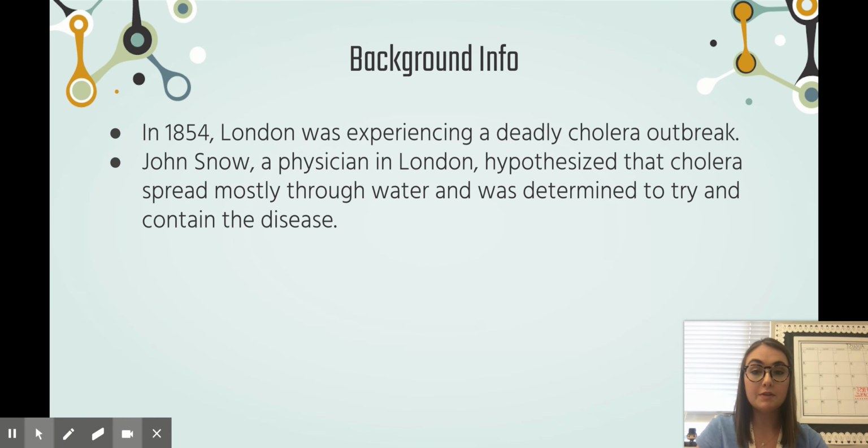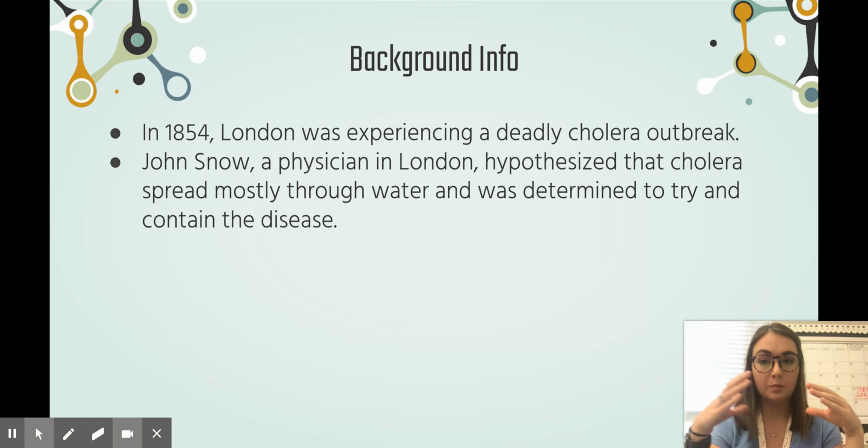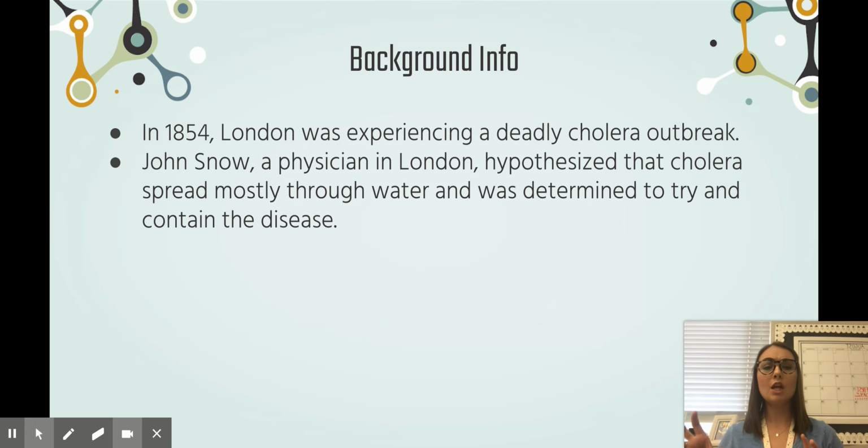In 1854, London was experiencing a deadly cholera outbreak. Now, this epidemic had been going on for years at this point, so it wasn't really anything new. But there was a certain block of London, a few streets, where 197 people died in 3 days. And so they knew it was spreading really, really fast in this area, but they didn't really know why. But Dr. John Snow was determined to figure that out.